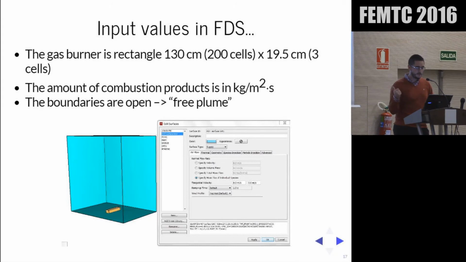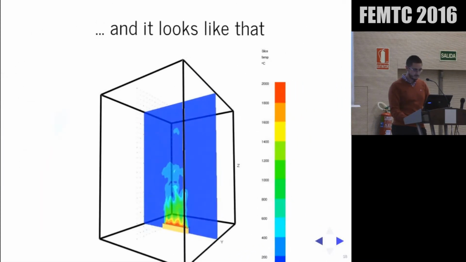The input you need to give in kilograms per square meter per second. That's not a big issue. You know the geometry, you know the amount of product that you have. The first model was just a free plume, so all the boundaries were open, and let's see what happened.